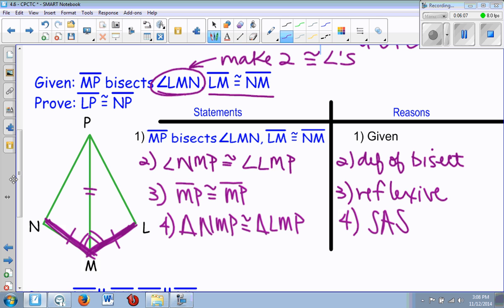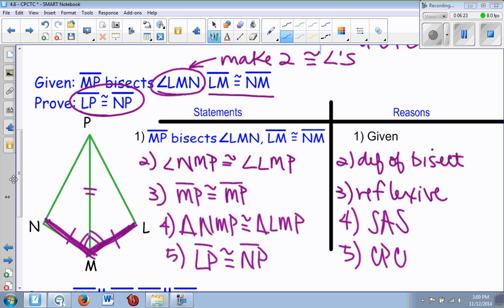And then notice what you're asked to prove. You're asked to prove this extra set of sides is congruent, LP and NP. Now the reason that they're congruent is because they are corresponding parts in congruent triangles, so they are also congruent. That is known as CPCTC.